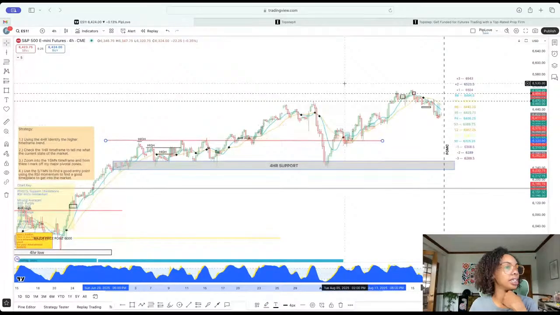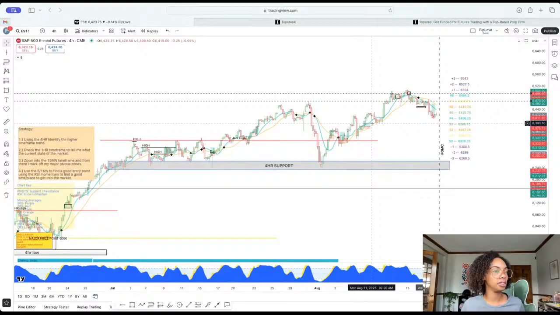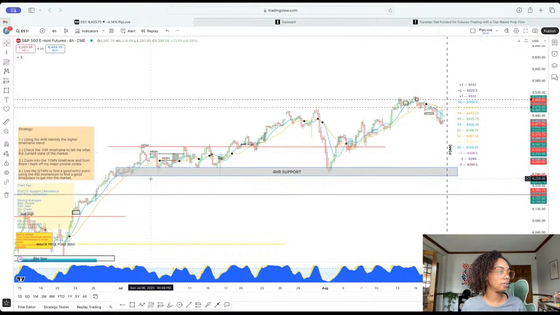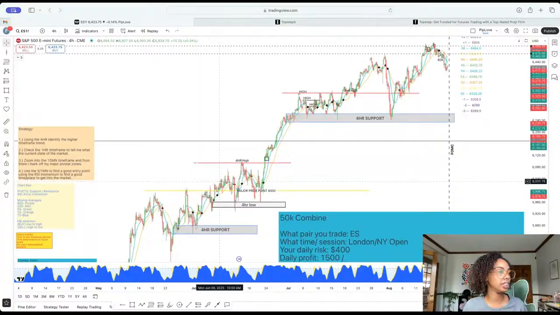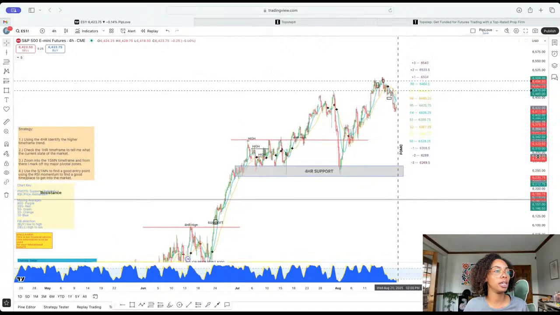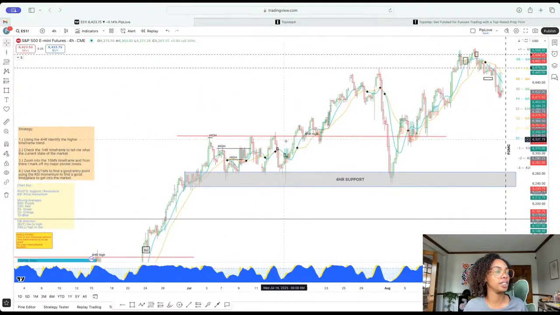So we'll start with ES, since this is the pair that I've been consistently reviewing with you guys. As we can see, we've just continuously been making higher highs. Every time we have a strong area of resistance on the higher time frame, the market breaks past that level.